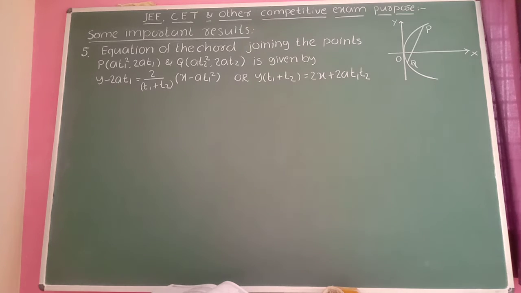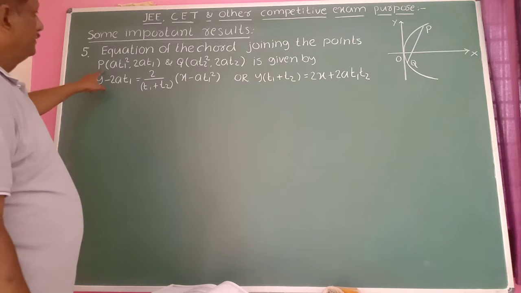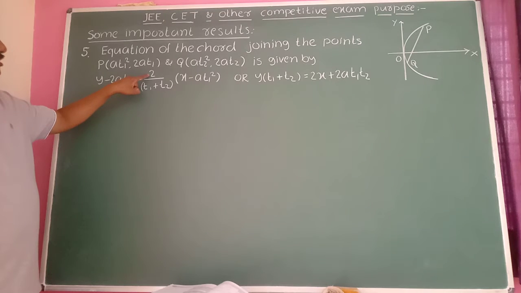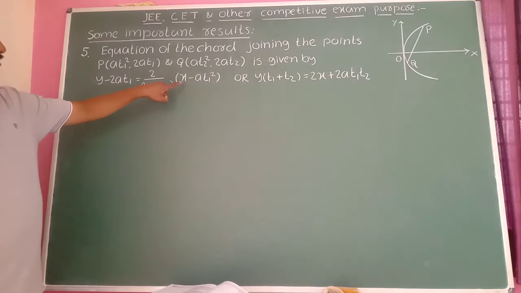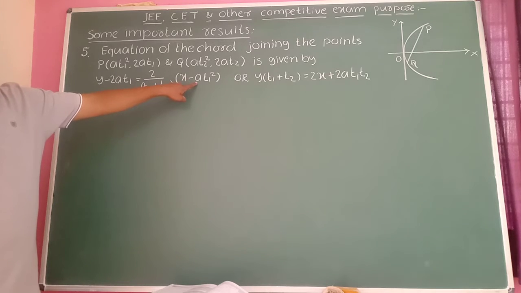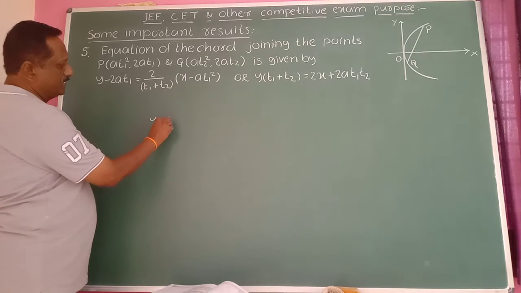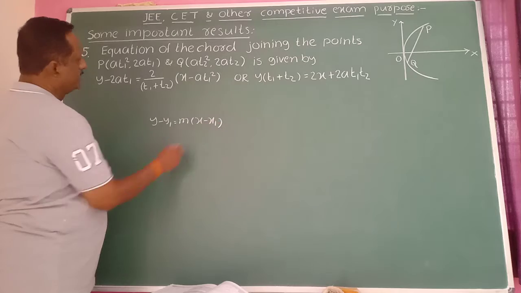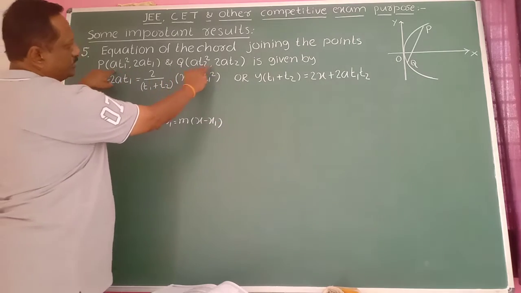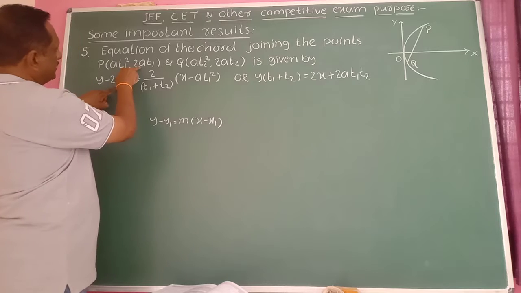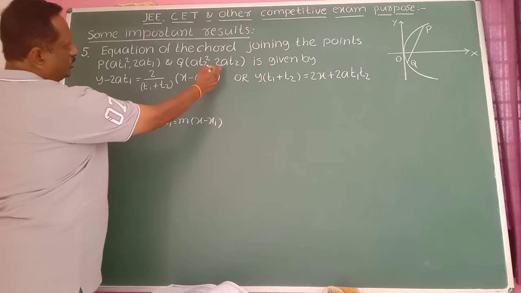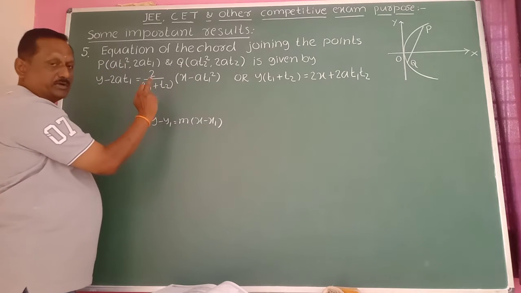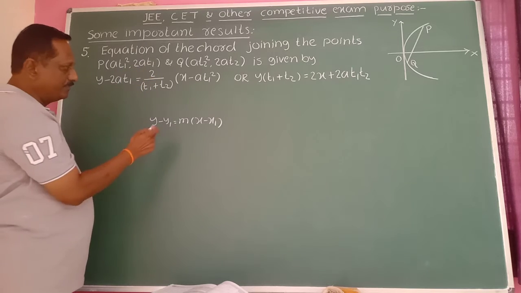So next, the equation of the chord joining the points P and Q is given by y minus 2at1 is equal to 2 upon (t1 plus t2) into (x minus at1 square). You just use this formula, y minus y1 is equal to m into (x minus x1). Here this is (x1, y1) and it is (x2, y2). So y minus y1 means y minus 2at1 here. m means (2at2 minus 2at1) divided by (at2 square minus at1 square), that is (y2 minus y1) upon (x2 minus x1). So simplify, we get this result here.